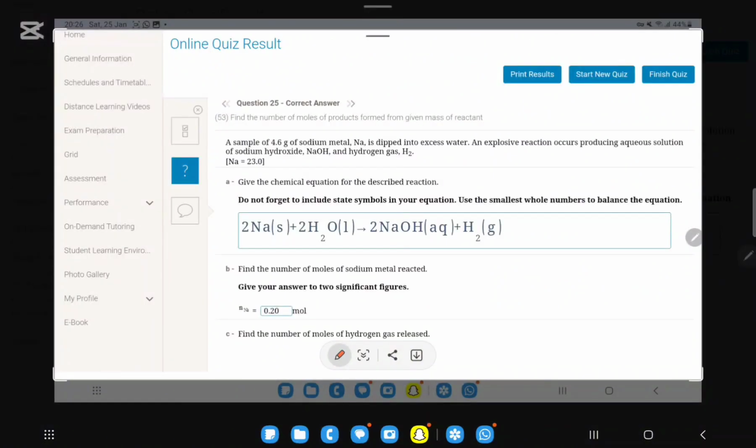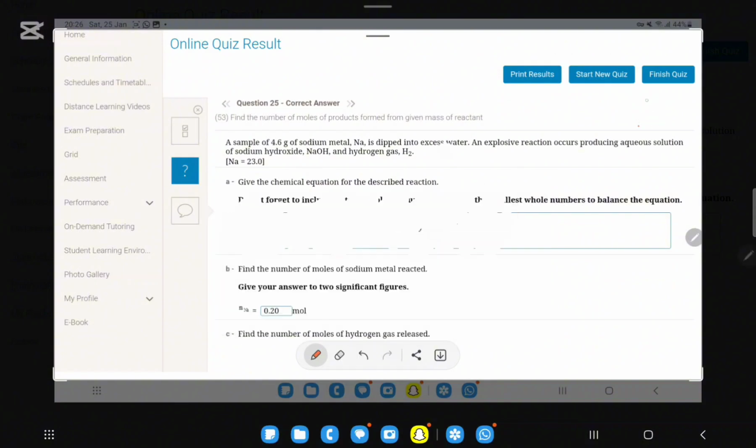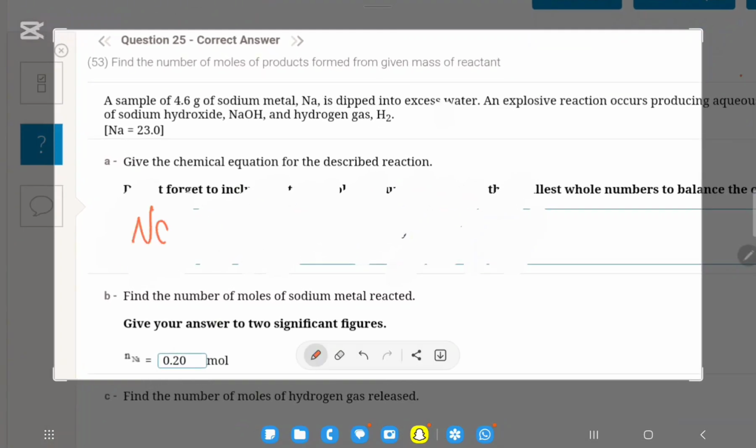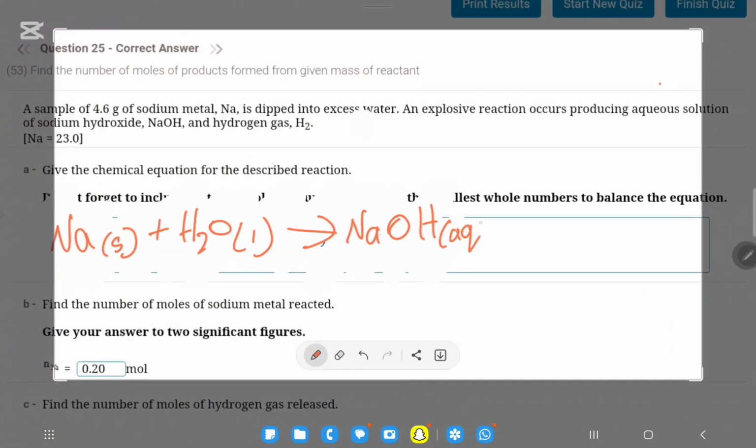4.6 grams of sodium metal Na is dipped into excess water. An explosive reaction occurs producing an aqueous solution of sodium hydroxide NaOH and hydrogen gas H2. Give the chemical equation for the described reaction. So we have Na plus water. They said it's metal, so it's solid. Plus H2O, excess water, liquid, gives NaOH aqueous solution plus hydrogen gas H2.